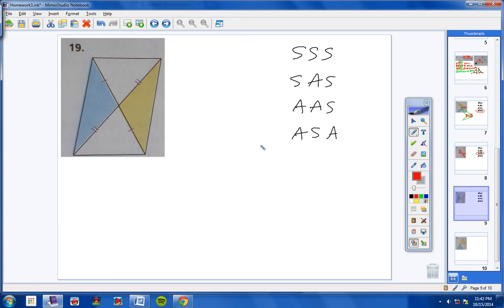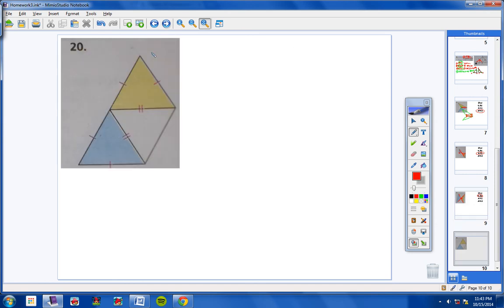Okay, here we go. Same thing almost. We have 2 lines here that are intersecting. So we know this angle here and this angle here are vertical angles. So we can definitely state that this angle here and this angle here are congruent. So we have side, angle, side of one triangle is congruent to a side, angle, side of another triangle, so we can use side angle side. Okay. And then number 20.